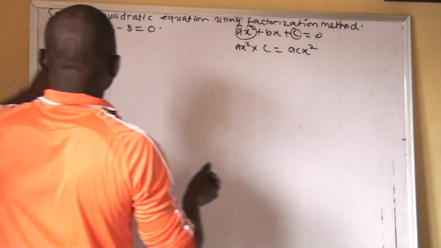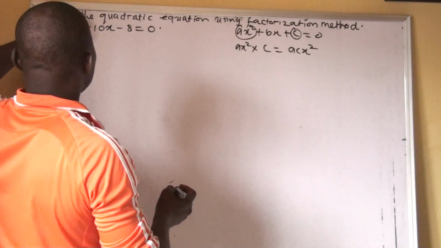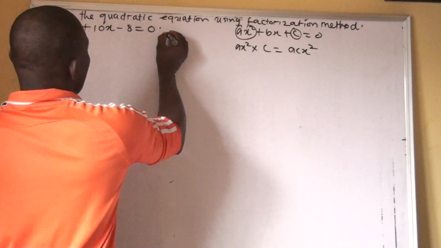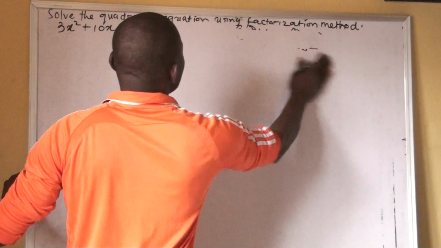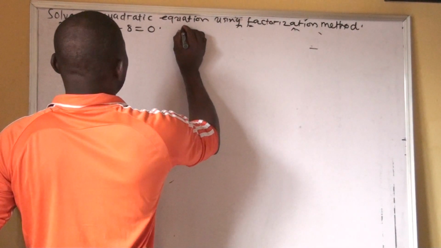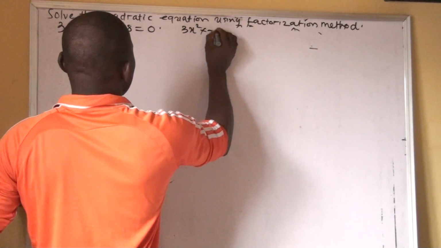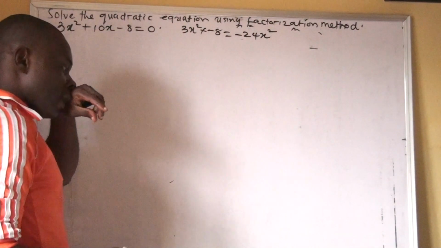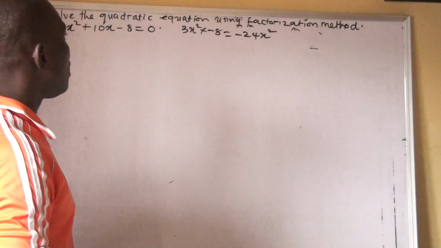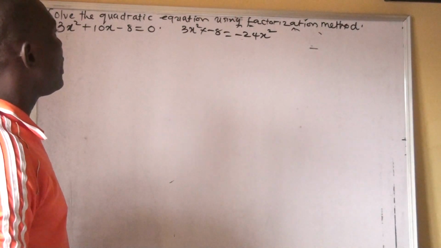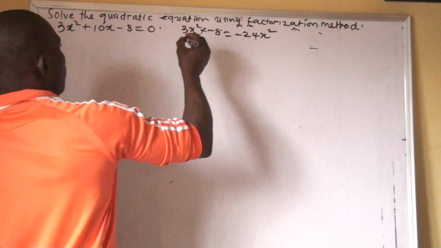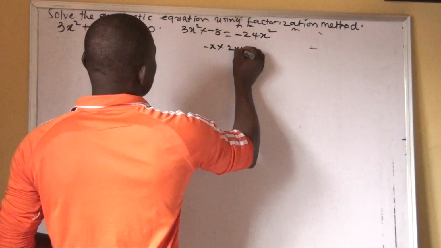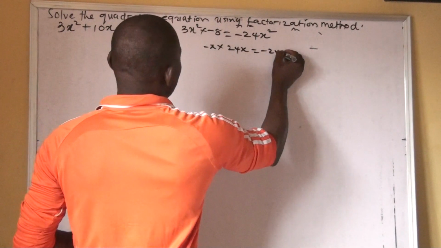The first thing is that we're going to use 3x squared to multiply the constant term, which is minus 8. If we do that, we have 3x squared times minus 8, which will give us minus 24x squared. So now let's look for all the factors of minus 24x squared. One of the factors will be x times minus 24x, which will give us minus 24x squared.